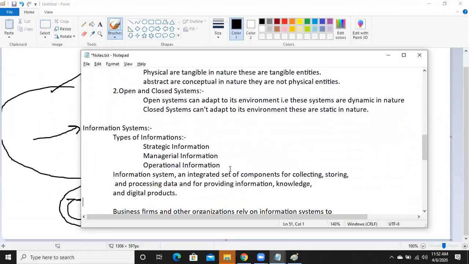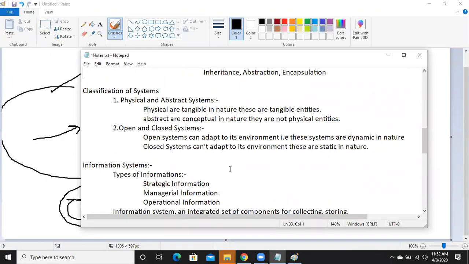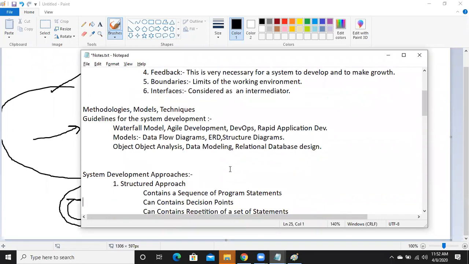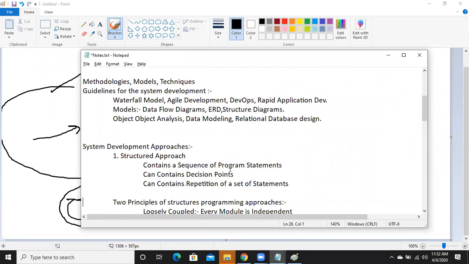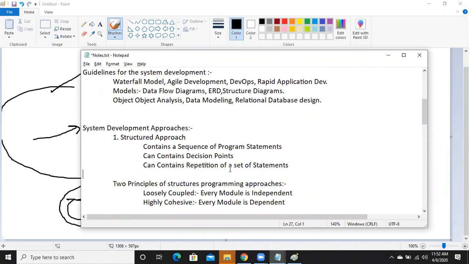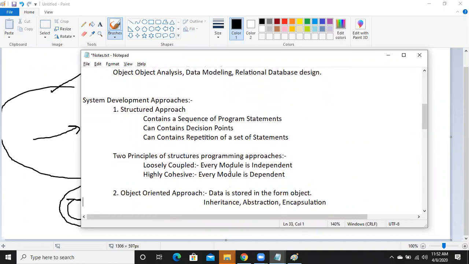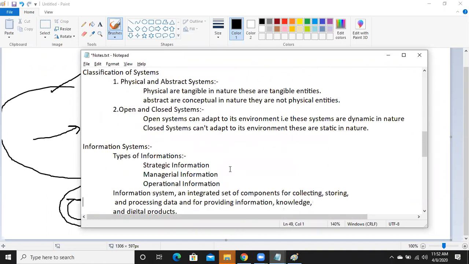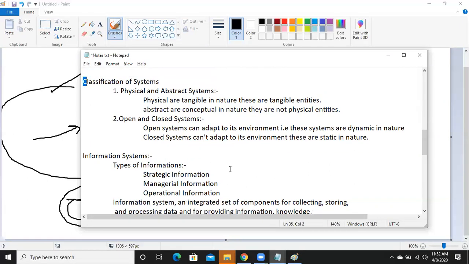So the next topic is classification of system. We have discussed what a system is, what system components are, what the characteristics of a particular system are, what methodologies, models and techniques mean, what the two system development approaches are, and what the two principles are which we follow in a structured approach. So let's move to our next topic, the classification of system. Now, what is the meaning of classification?